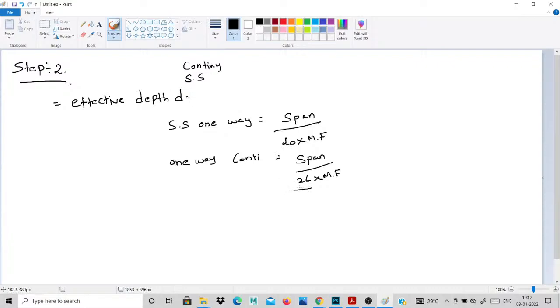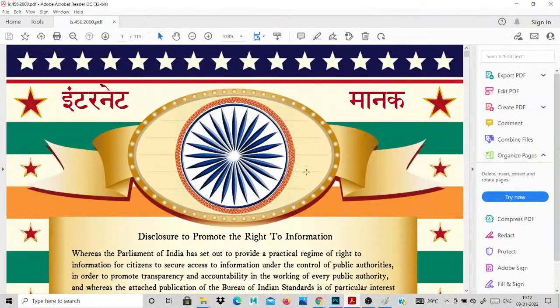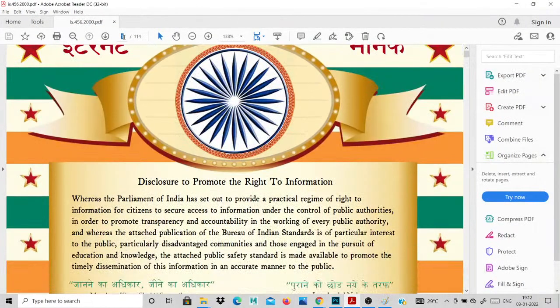How to take this value from the IS 456 code book for the depth formula? You go for page number 37, IS 456.